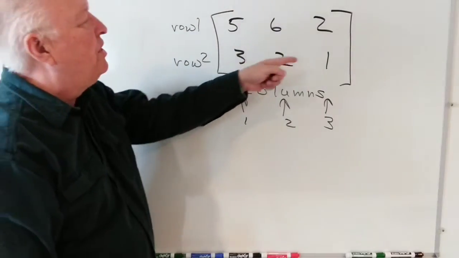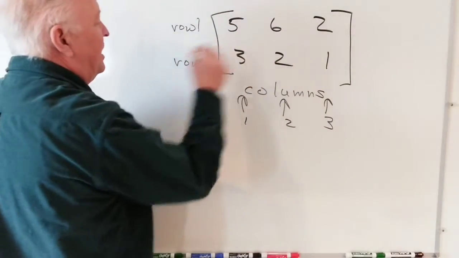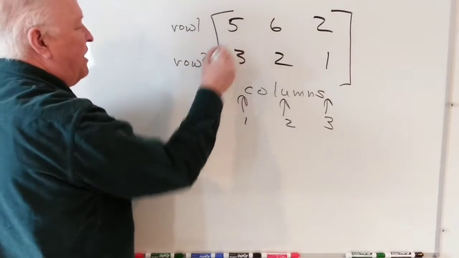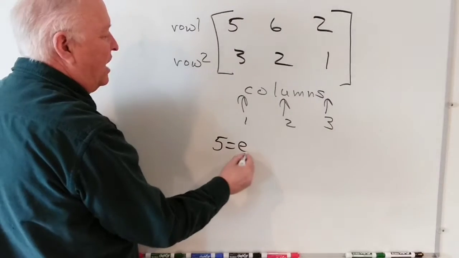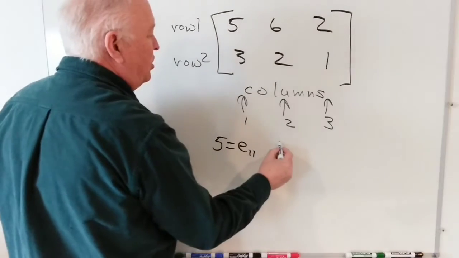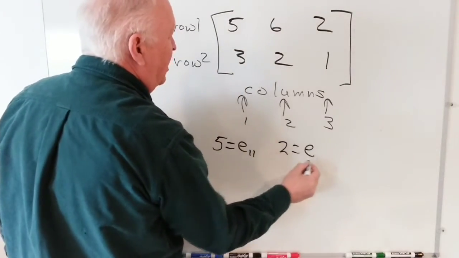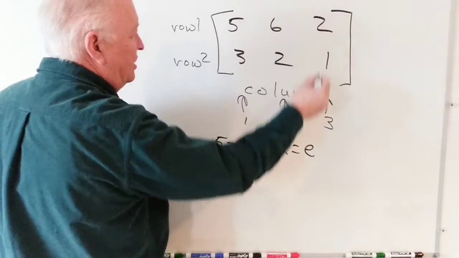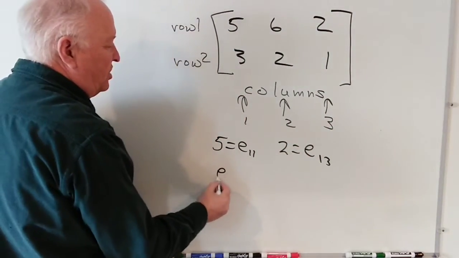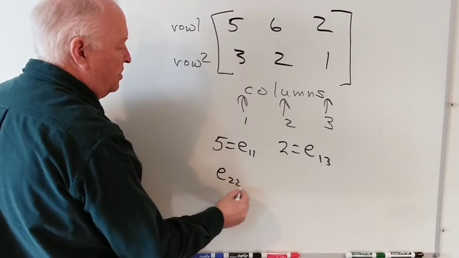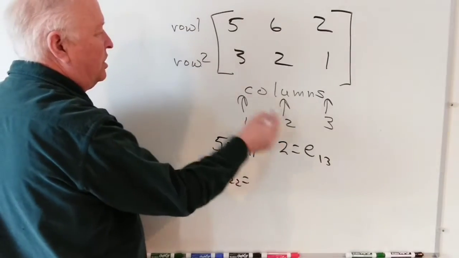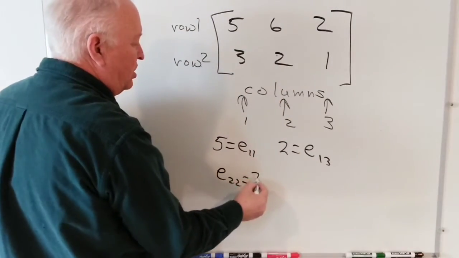Each number inside is called an element, and the element is identified by its location. For instance, 5 would be element 1, 1, because it's in row 1, column 1. 2 would be element row 1, column 3. So it'd be element 1, 3. If I were to say what's element 2, 2, this would be second row, second column. Row 2, column 2, that would be the number 2.